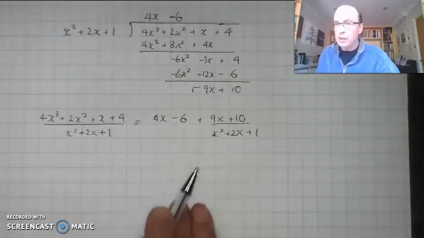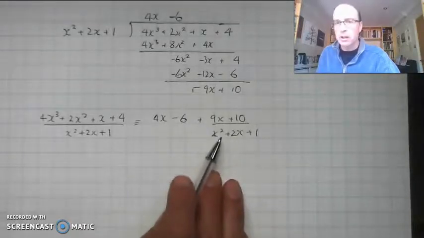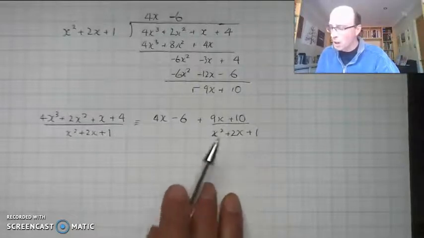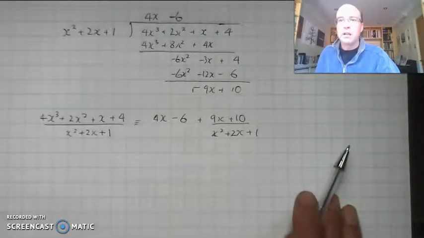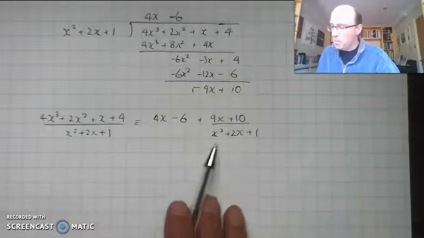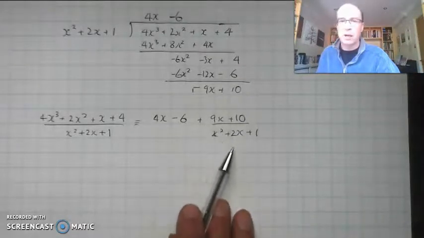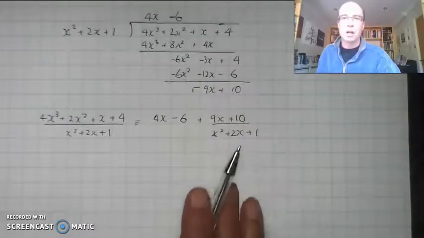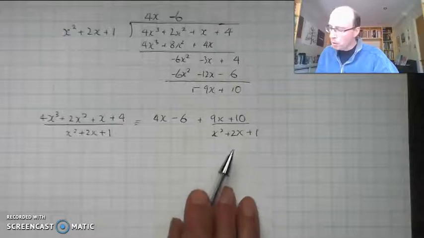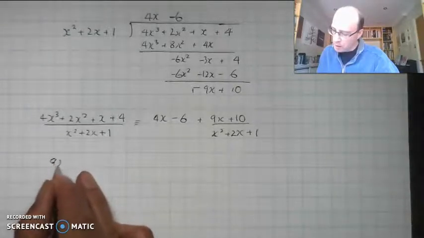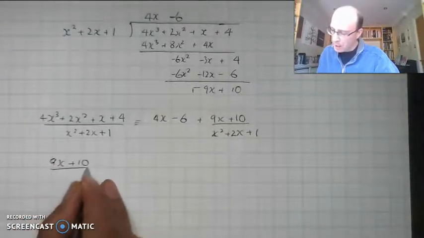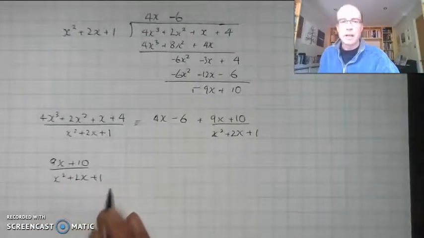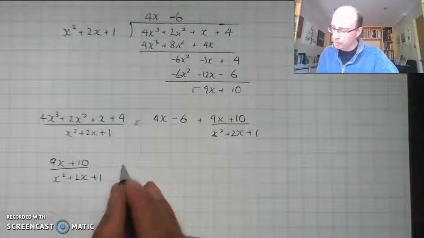I haven't quite finished because I want to convert this into partial fractions. Once I've done that, I've got this expression into a format that I can integrate. At the moment, I'm still going to struggle to integrate this fraction here. But if I convert it into partial fractions, then my life is a lot easier. So what are we going to do? We're going to need to convert 9x plus 10 over x squared plus 2x plus 1 into equivalent fractions.